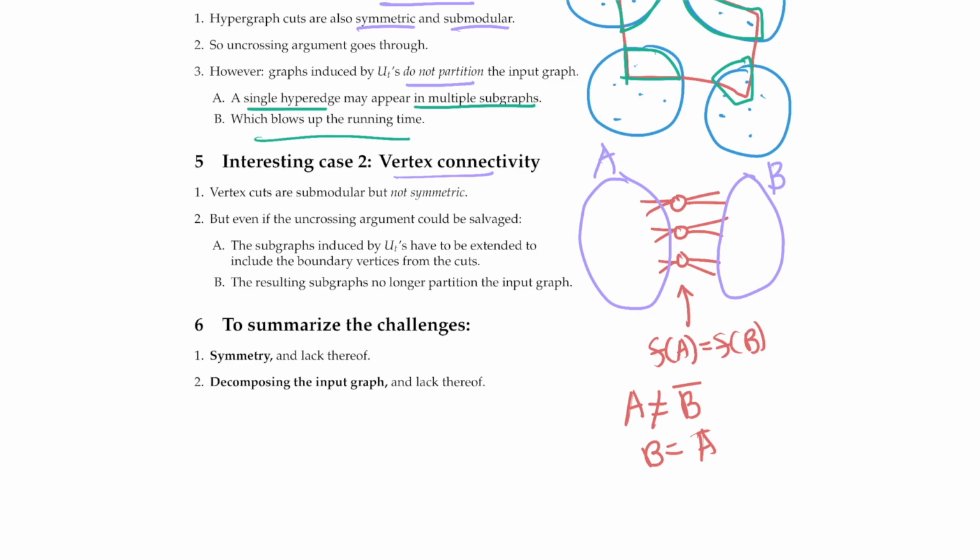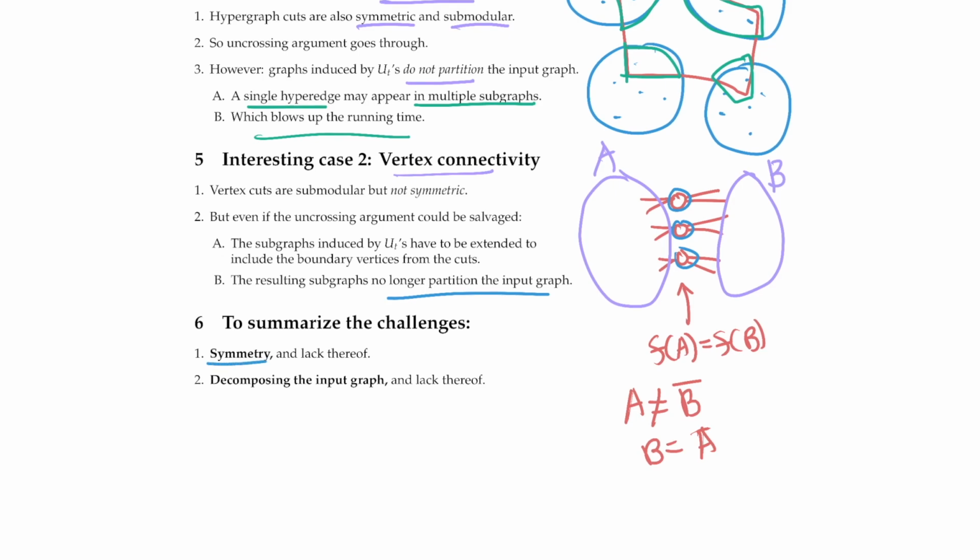submodular function. And just looking ahead, even if you could somehow argue that you could do some uncrossing, we'll see that in the subproblems, an issue arises that these boundary vertices have to appear in all the subproblems for the sake of correctness, and so you're no longer partitioning the input graph again. So partitioning is also an issue for vertex connectivity. Okay, so what do you do when you don't have symmetry, and what do you do when the decomposition isn't so clean?